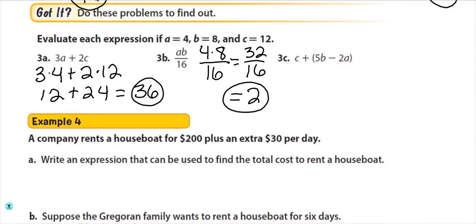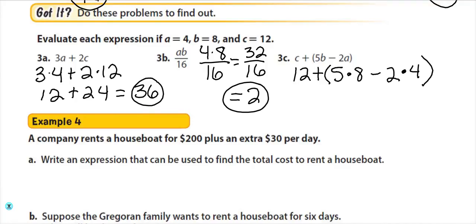Okay, 3C, we have C plus 5B minus 2A. So we have C, which is 12, plus, and then we have the quantity of 5B, so 5 times 8, minus 2 times A, so 2 times 4.